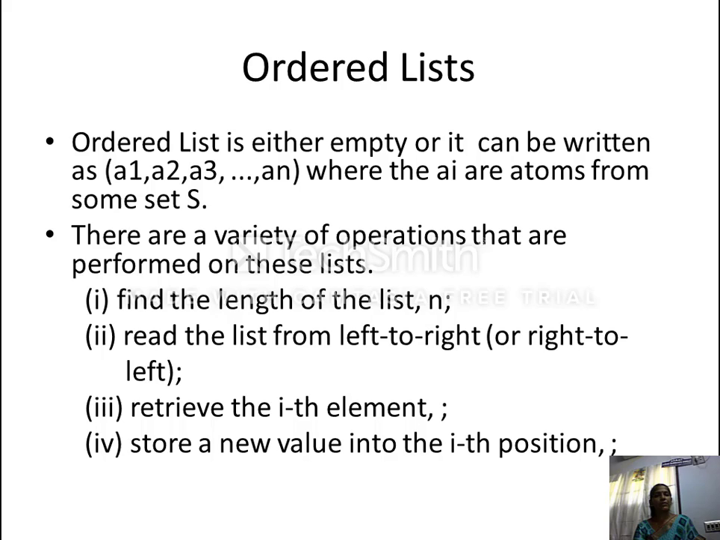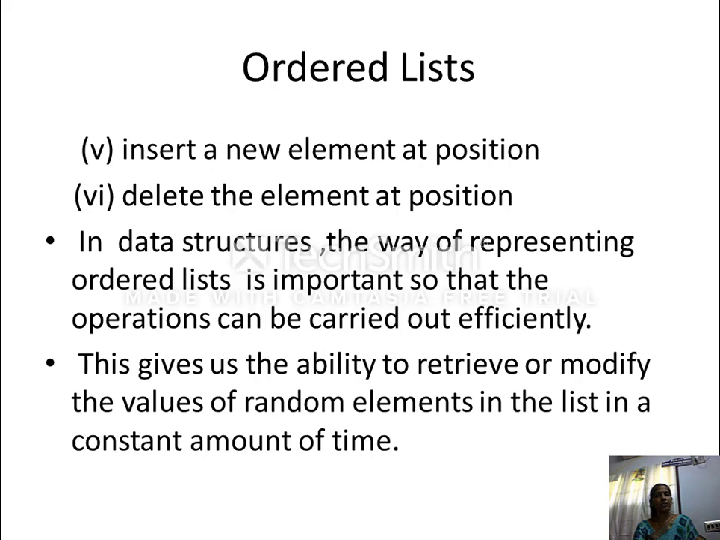Ordered list can perform different operations: finding the length of the list, reading the list from left to right, retrieving the ith element, storing a new value into the ith position, inserting a new element at a particular position, deleting an element from a particular position. In data structures, the way of representing an ordered list is important so that the operations can be carried out efficiently. This gives us the ability to retrieve or modify the values of random elements in the list in a constant amount of time.